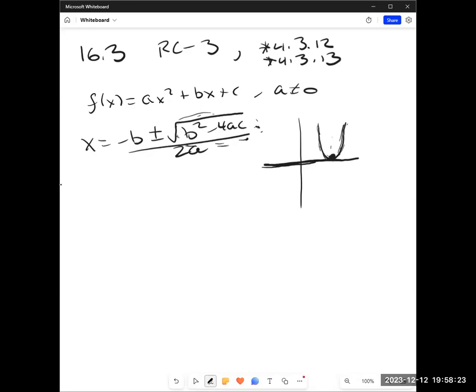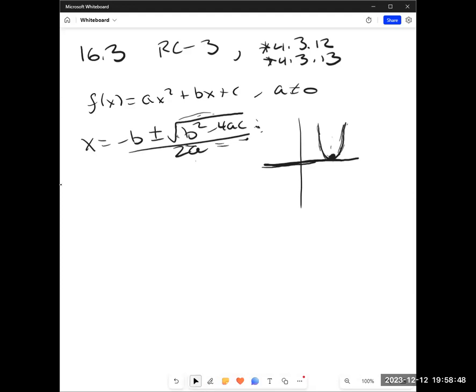number, it's not negative. If it's negative, I get 2 complex answers. If it's 0, I get 1 rational answer. If it's a positive number here, I get 2 answers, maybe rational, maybe irrational, depending on if this b squared minus 4ac part is a perfect square. If it's a perfect square, I get rational answers. If it's not a perfect square, I get irrational answers.